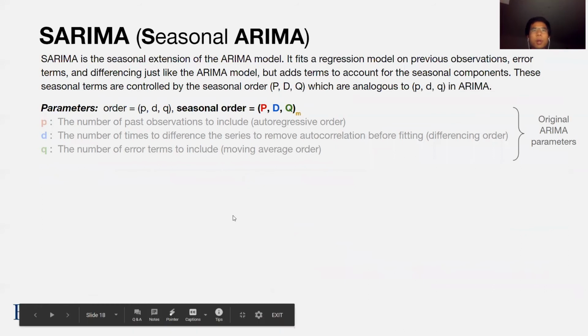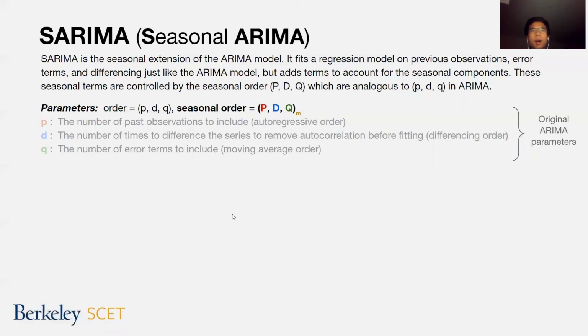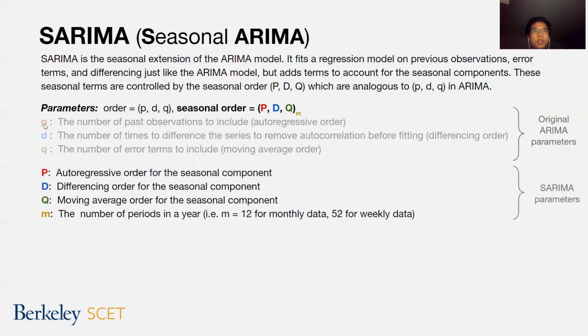So we talked about ARIMA. Now we're going to talk about SARIMA, which is the seasonal extension of it. It's very similar to the ARIMA model. However, you add a few terms to account for seasonality. So it has the original terms that we explained in the ARIMA model, and you add a few terms to account for the seasonal order. And they're essentially the same.